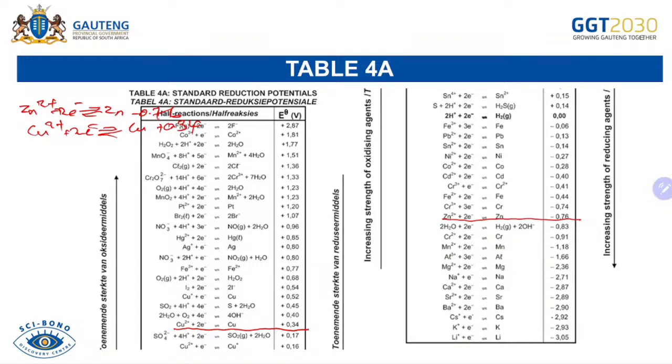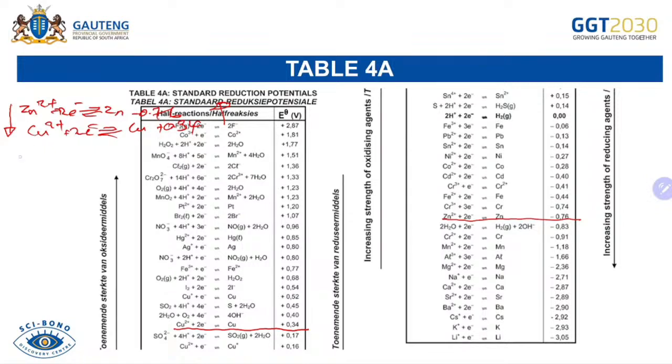If you check on the left, we have oxidizing agents, and the strength of oxidizing agents increases as we go down from zinc 2 plus to copper 2 plus. On the right hand side, we have reducing agents, and they increase as we go up. But this question says use the oxidizing ability to explain, so you must focus on this one. Why is zinc not formed but copper?